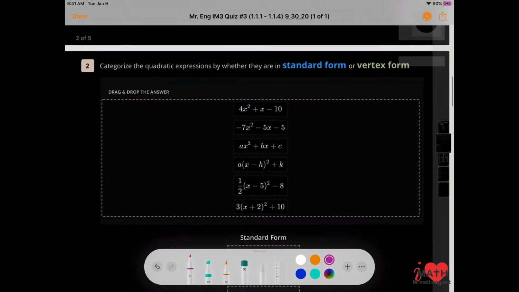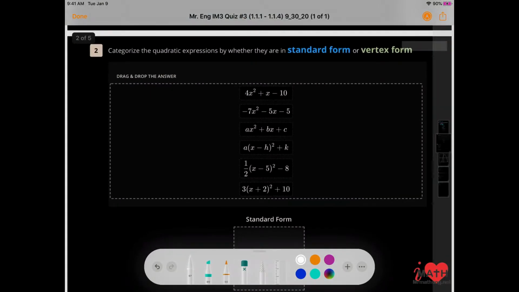Question number 2. Categorize the quadratic expressions by whether they are in standard form or vertex form. So again, how do you tell the difference? The standard form is going to have ax squared plus bx plus c. No parentheses. It's as easy as that.